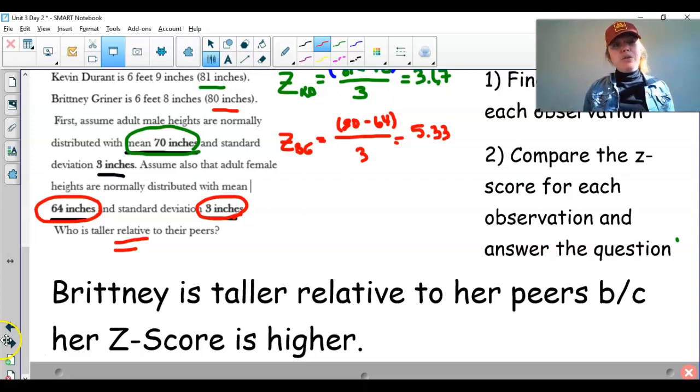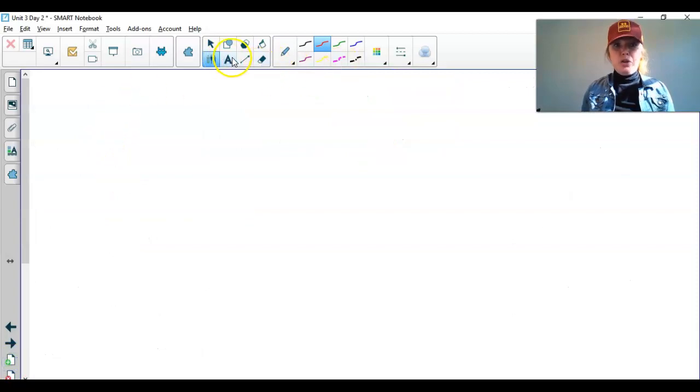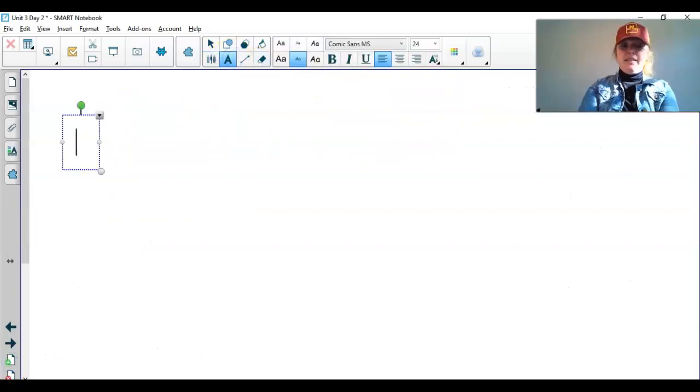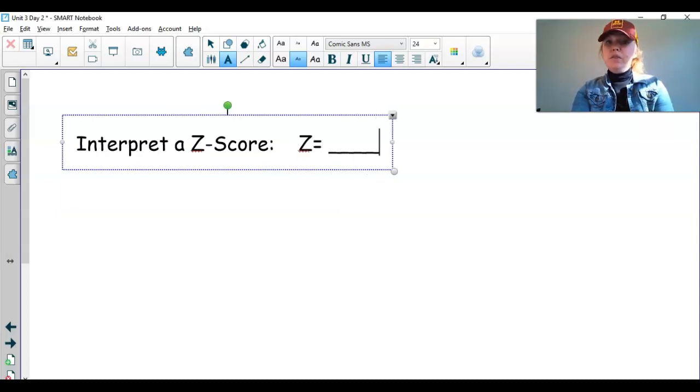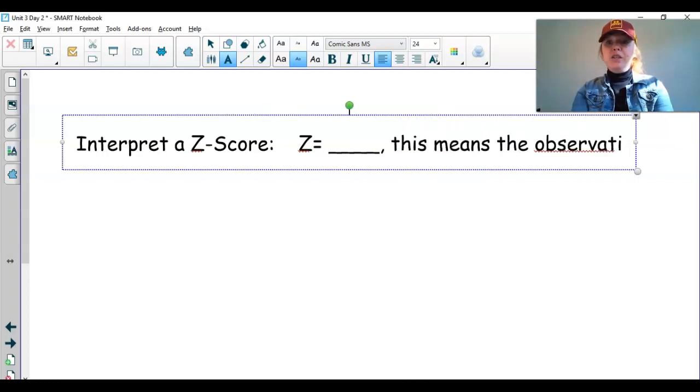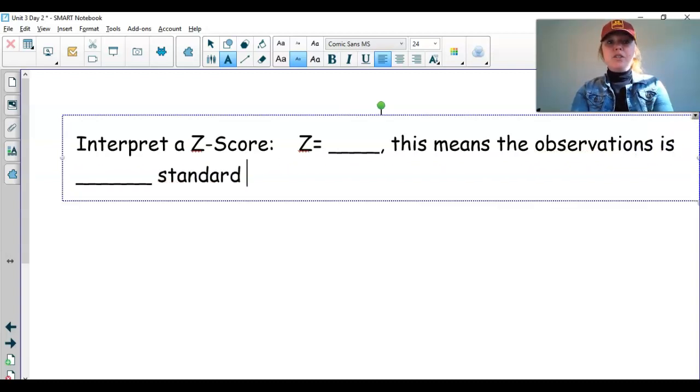The last thing I want to go through with you today is how to interpret a z-score. When we interpret a z-score, we say the z-score is equal to blank. So we fill in the blank. This means the observation is blank standard deviations above or below the mean.